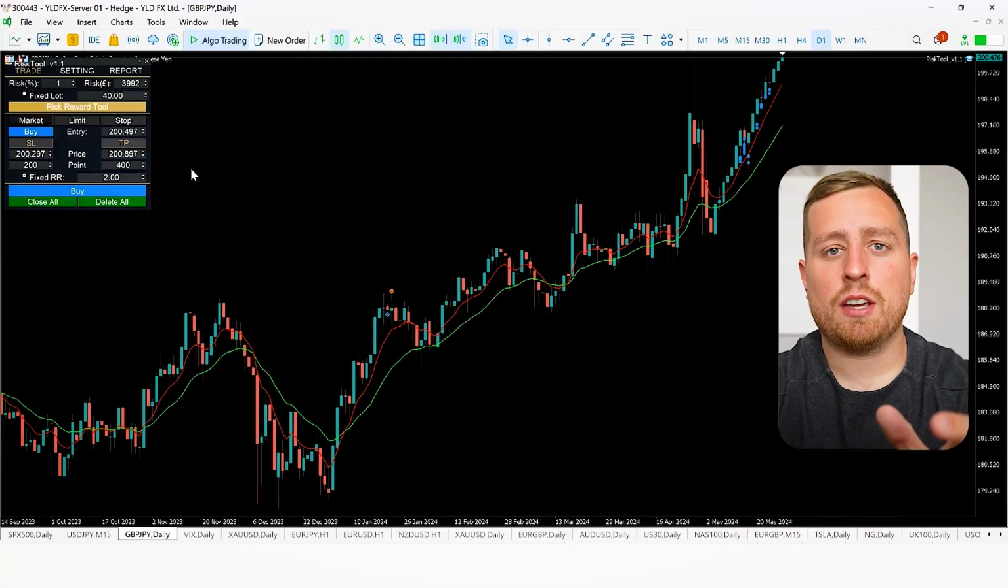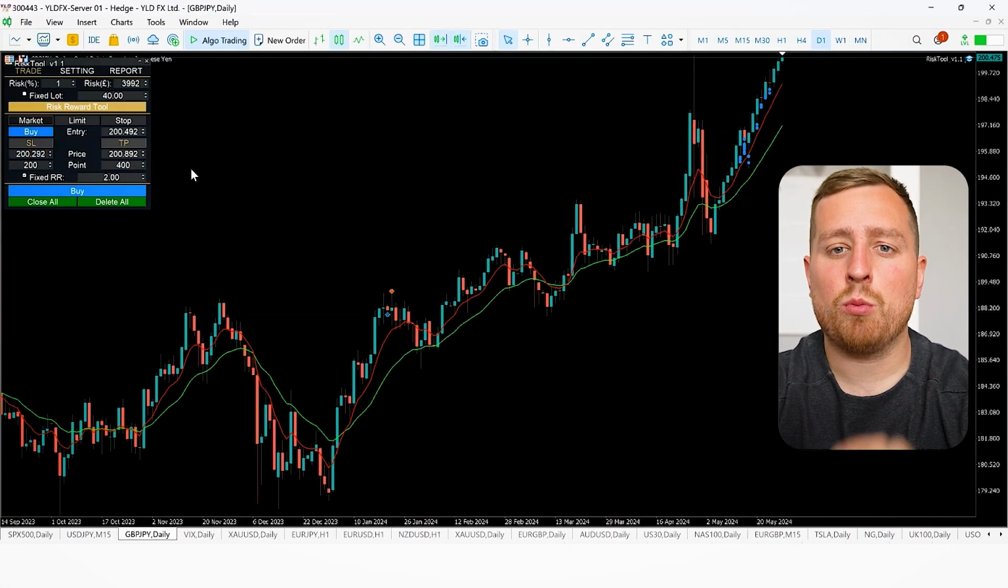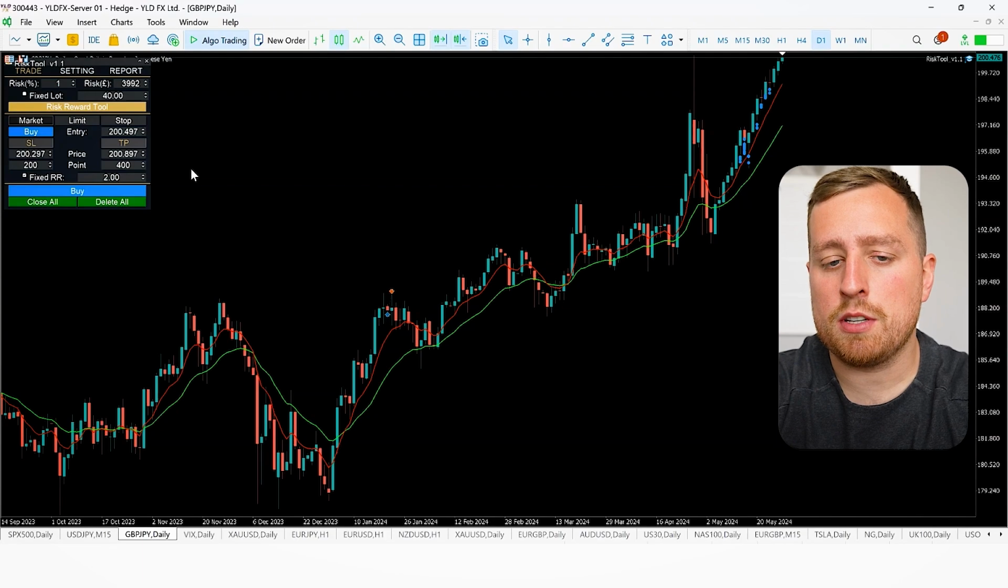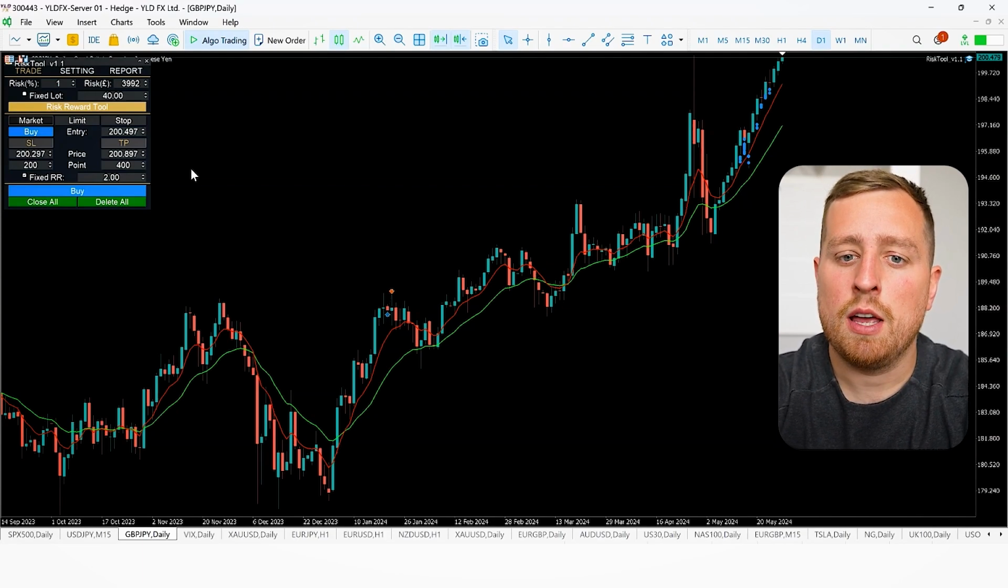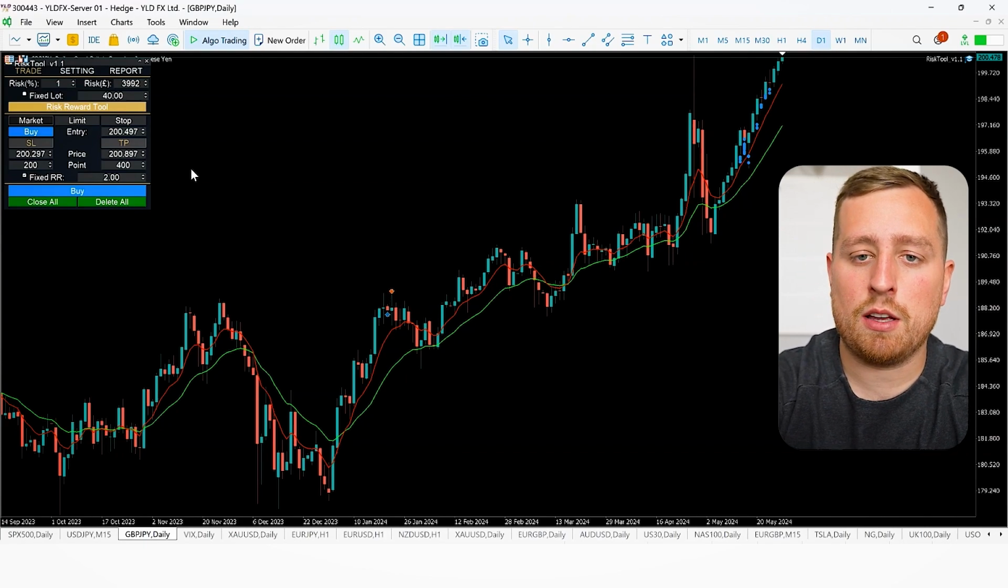So you can see we're looking at our MT5 brokerage account, which is the trading platform that I choose to use. I like using MetaTrader 5, it's much more advanced than MetaTrader 4, and it's also something where I can put my algorithms on and fully utilize them in the markets. So we're looking at the currency pair pound against the Japanese yen.